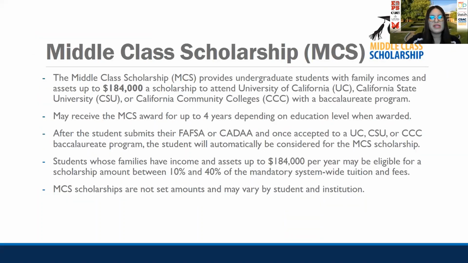The Middle Class Scholarship is also an additional type of gift aid. It's also known as the MCS. The MCS provides undergraduate students with family income up to $184,000 a scholarship to attend a UC, a CSU, or a California community college with a baccalaureate program. They may receive the MCS award for up to 4 years, depending on the education level when they are awarded. After they submit the FAFSA or CADAA application, and once they have been accepted to a CSU, a UC, or a community college baccalaureate program, the student will automatically be considered for MCS, so there is no additional application.